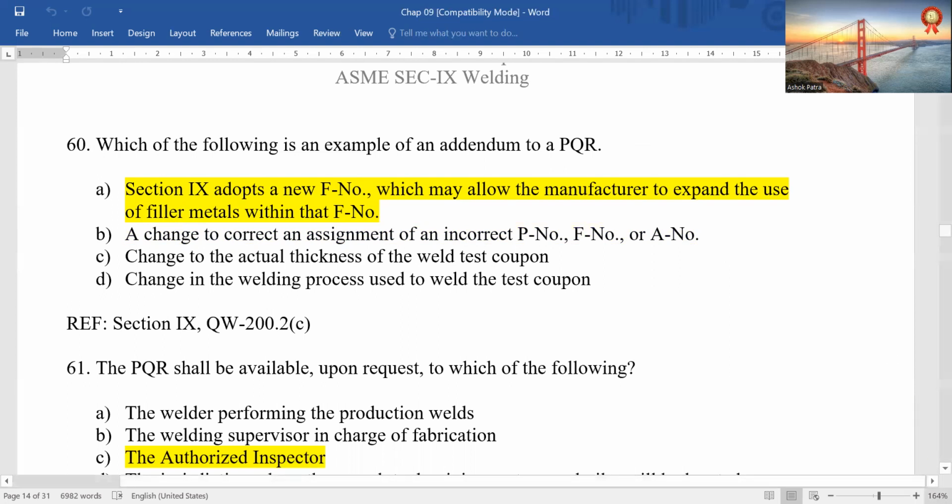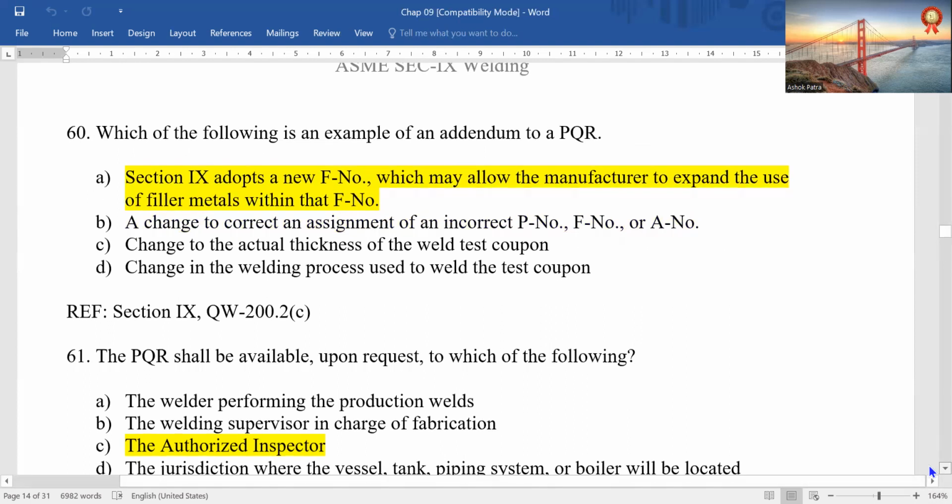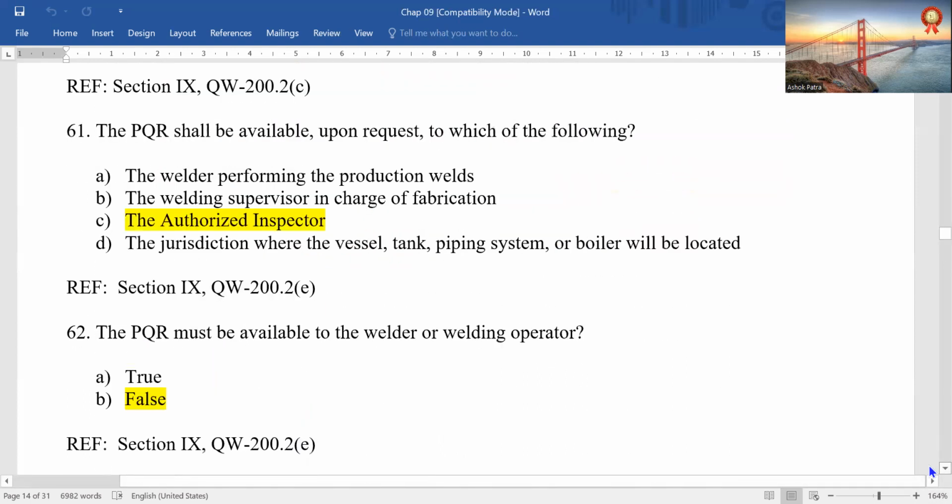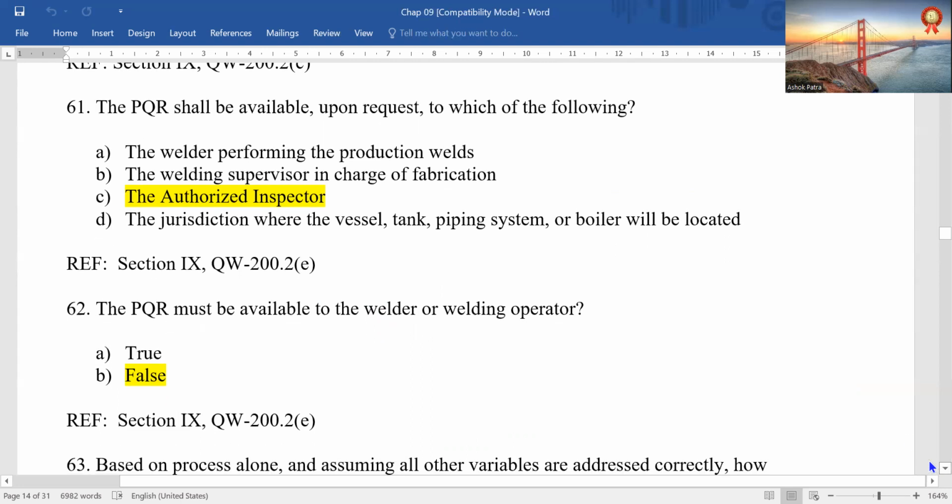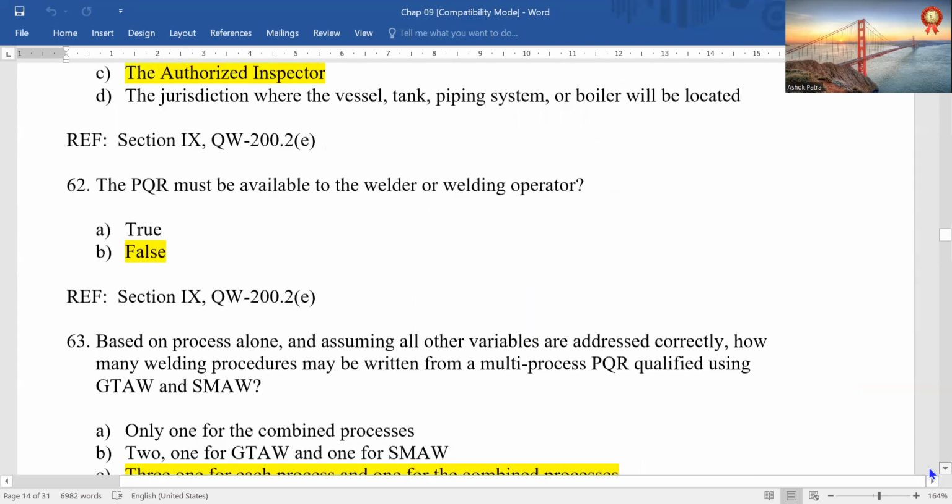The PQR shall be available upon request to which of the following? Authorized inspector. The PQR must be available to the welder and welding operator. False. PQR, no need. WPS, yes, it should be available. Really, it shall be available for the welder or welding operator: WPS, not PQR.